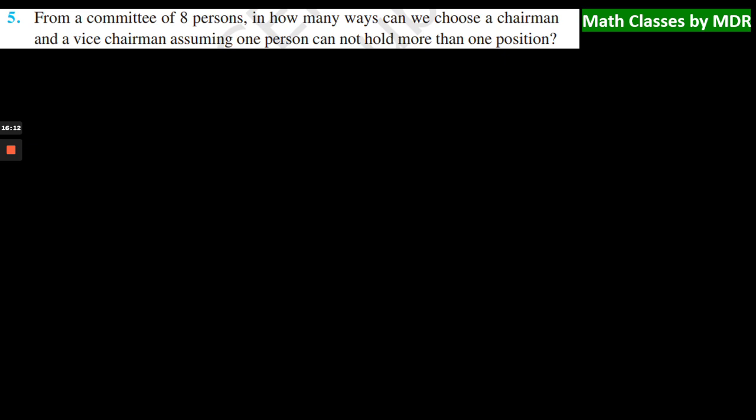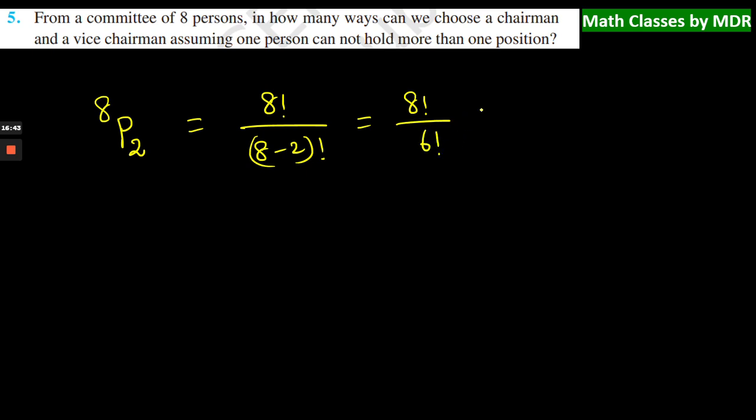From a committee of 8 persons, in how many ways can we choose a chairman and a vice chairman, assuming one person cannot hold more than one position? Indirectly, it is given that repetition is not allowed. When repetition is not allowed, and we are trying to select 2 persons out of 8, that is 8p2, right? So this is 8 factorial by 8 minus 2 factorial, which is equal to 8 factorial by 6 factorial, and it is 8 into 7 into 6 factorial by 6 factorial, which is equal to 56.